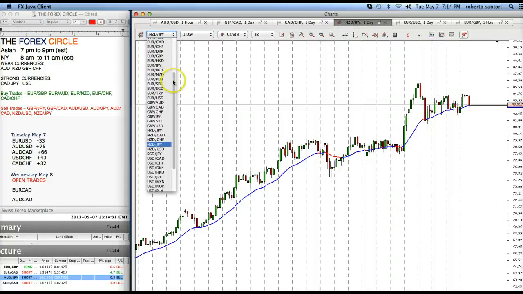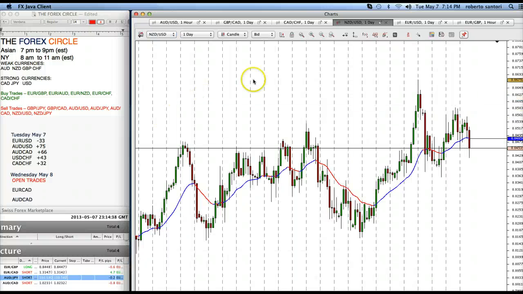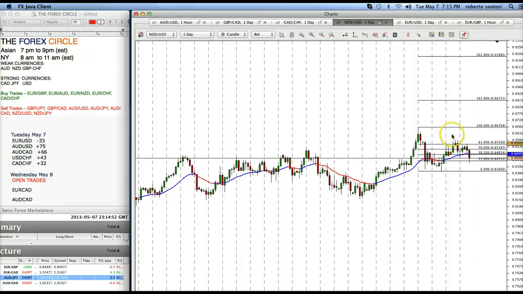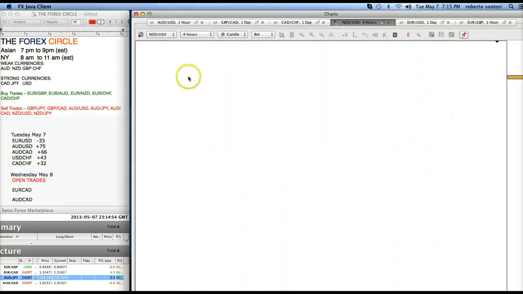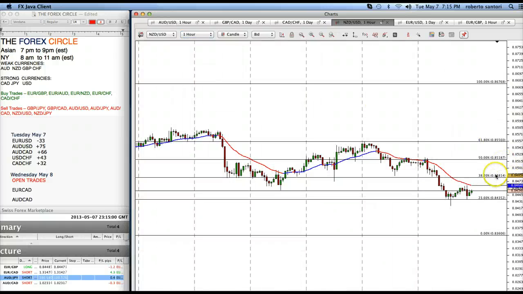And the last one is New Zealand dollar. And the same thing, notice this huge rejection up here on the daily chart. Here's a swing high, swing low at the 61% retracement level. I mean, great entry up there. So let's see what it looks like on the 4-hour chart. It's finding supports where we're looking for retracements to sell.